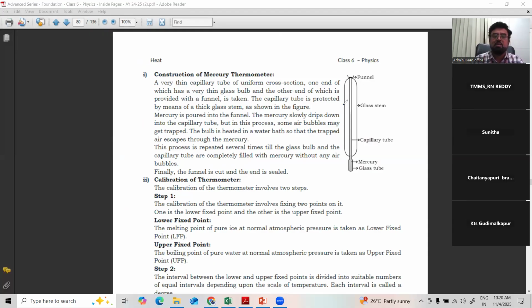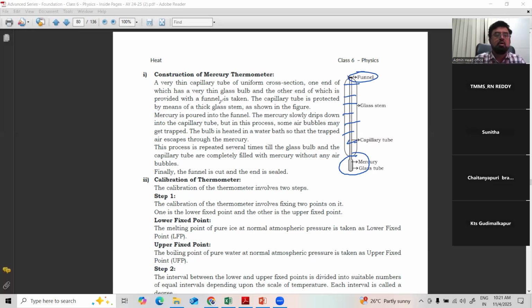See, the same thickness from top to bottom. Uniform cross section. One end of it has a very thin glass bulb. This is the thin glass bulb. And the other end is provided with a funnel. The funnel is to fill the mercury.